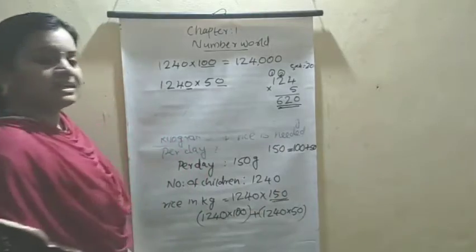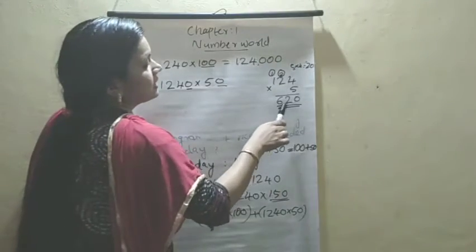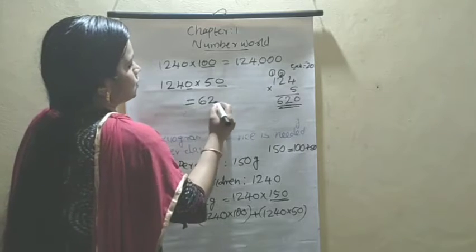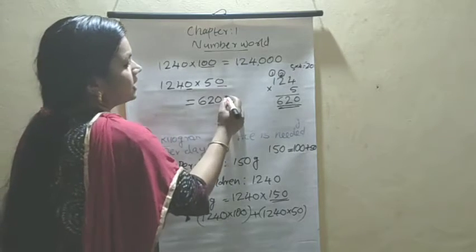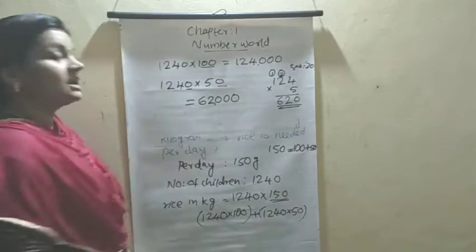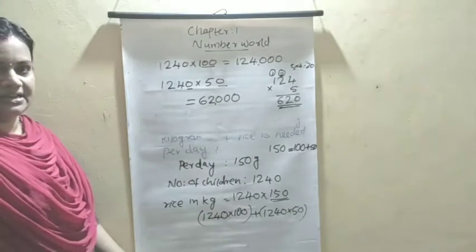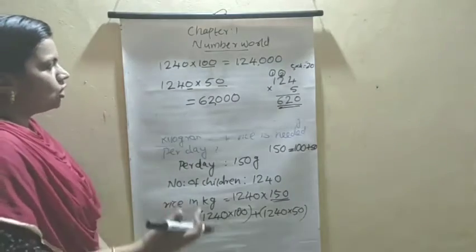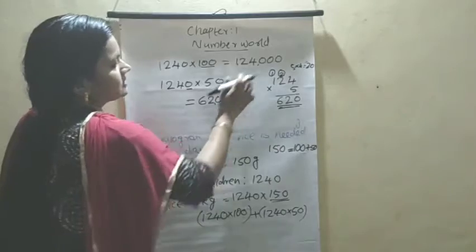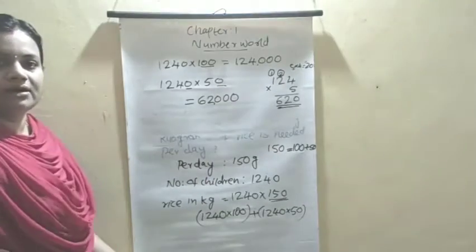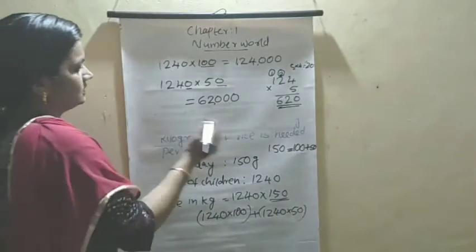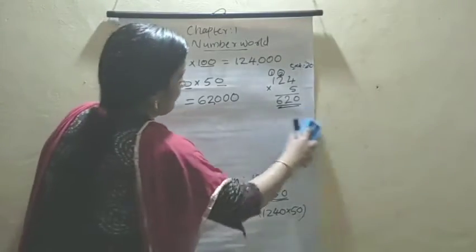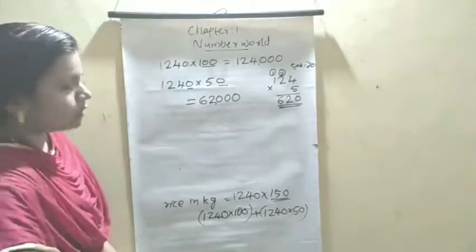What is the answer? Here we got 620. So we put the two zeros here: 620, then again this 0 and this 0. We got 62,000. Okay, 62,000. So we add these two numbers. Got it? Then we can write these two numbers: 1,24,000 plus 62,000.